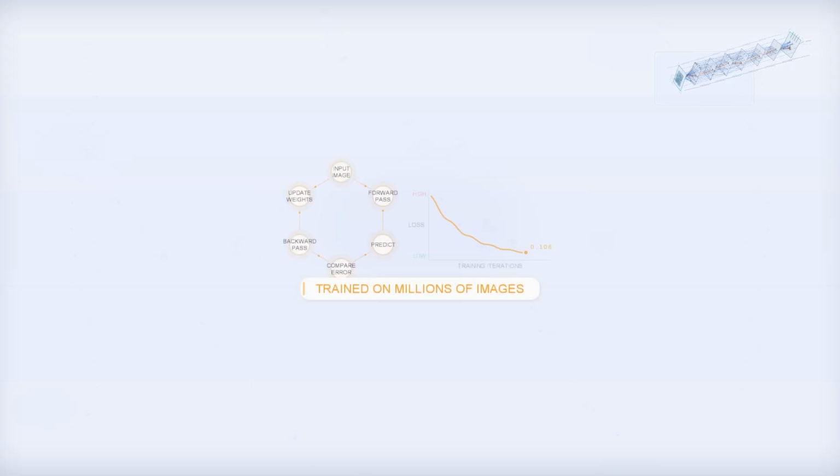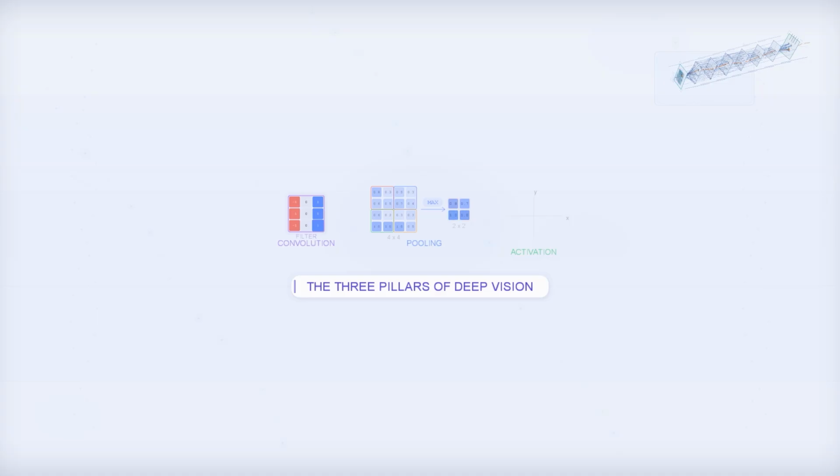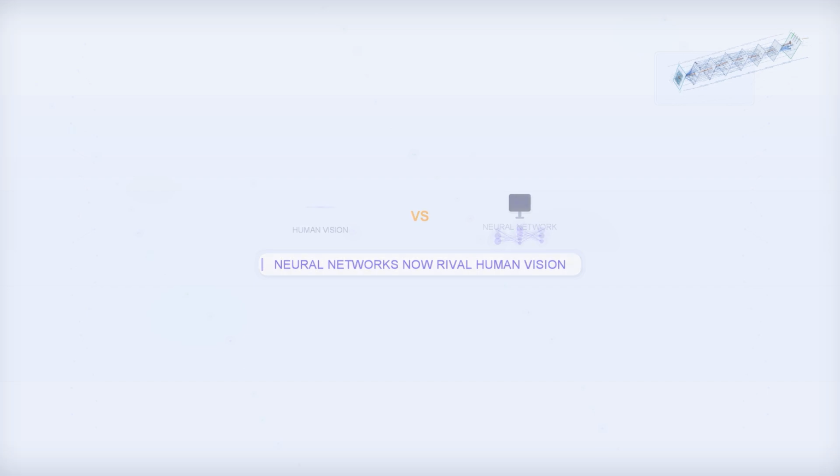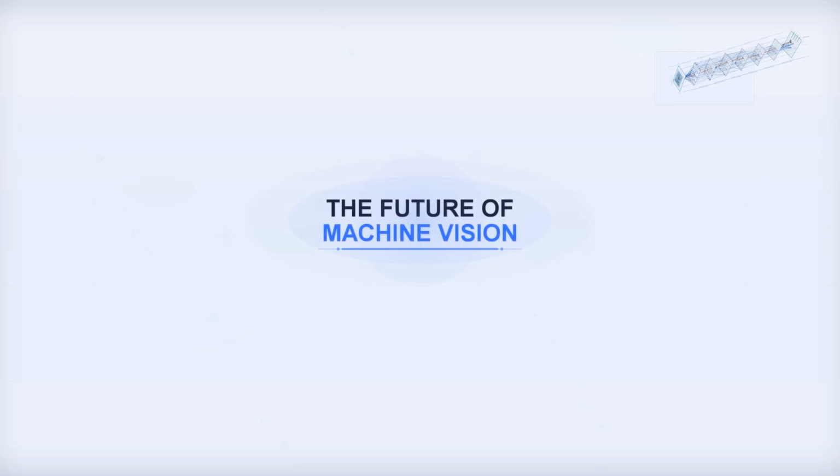Trained on millions of images through backpropagation. Convolution finds patterns, pooling compresses, activation adds power. Today, these networks rival human vision. The future of machine vision is just beginning.